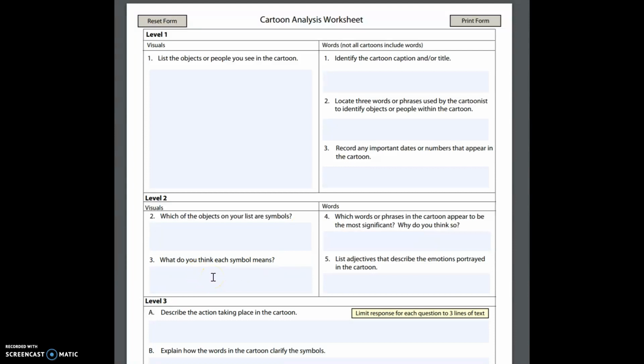Next, in level 2, you'll look at the words, and you want to note which words or phrases in the cartoon appear to be the most significant and why you think so. Then, lastly, in level 2, you're going to list the adjectives that describe the emotions portrayed in the cartoon, because every cartoon is designed carefully to incite emotion from its audience. So you want to list the types of emotions that the cartoon is trying to draw from people viewing it.